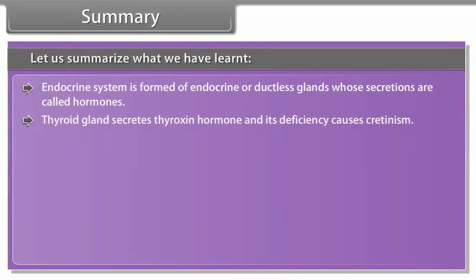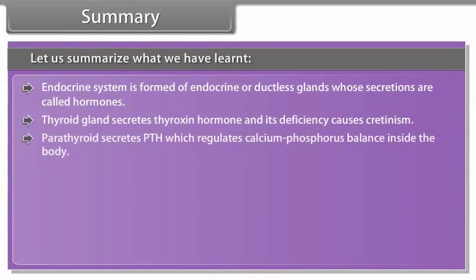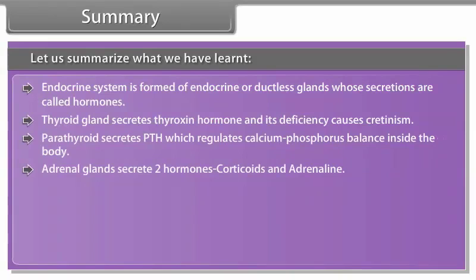Thyroid gland secretes thyroxine hormone and its deficiency causes cretinism. Parathyroid secretes PTH, which regulates calcium-phosphorus balance inside the body. Adrenal glands secrete two hormones, corticoids and adrenaline.